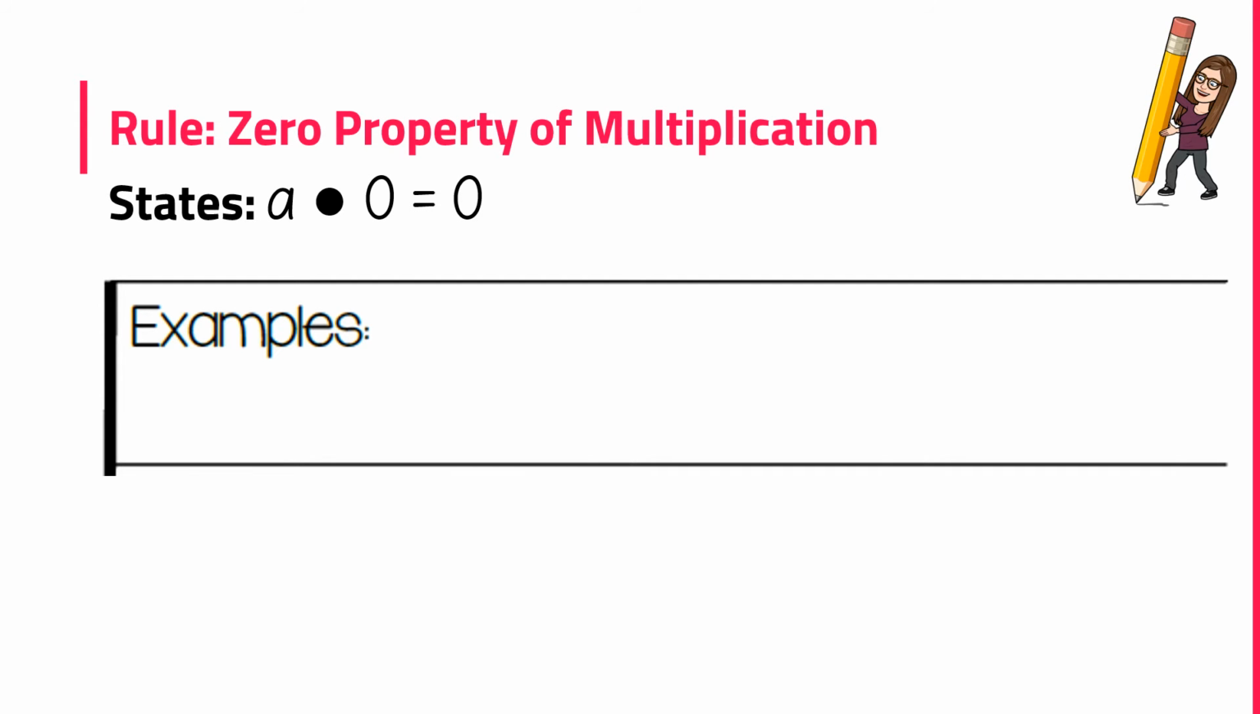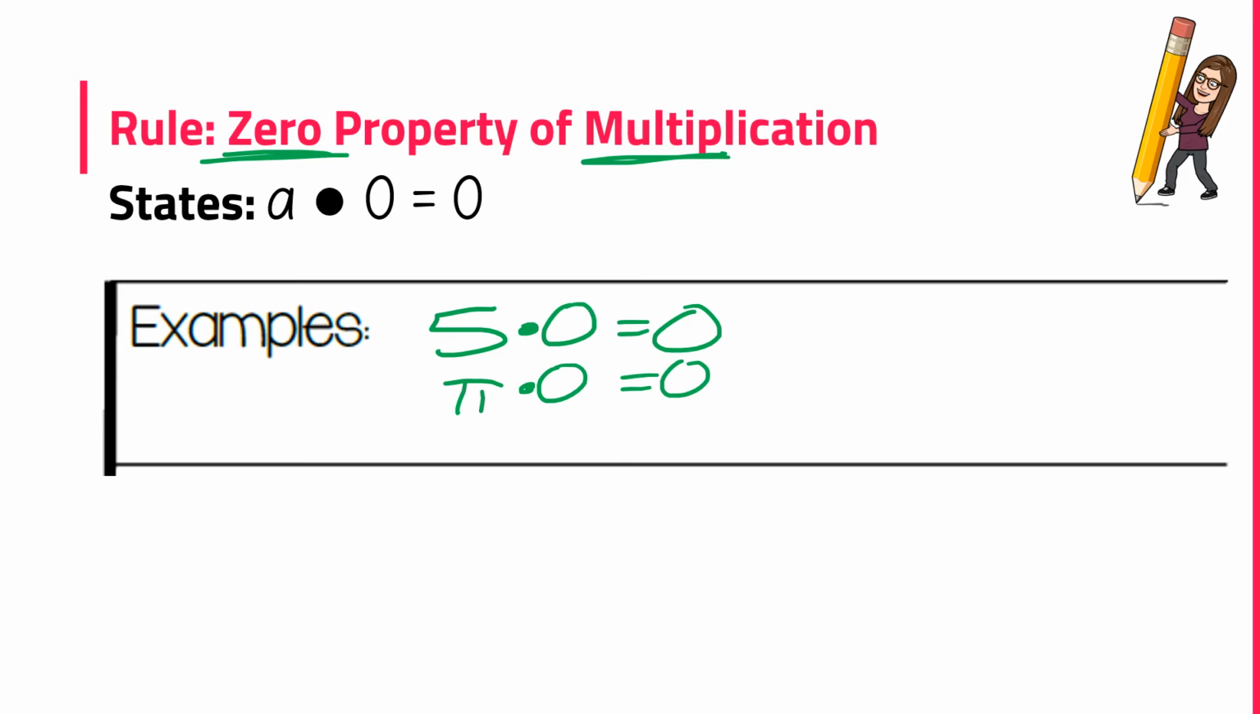Zero property of multiplication. So this is saying what happens when I multiply by 0. A times 0 is 0. Anything in the world times 0 is 0. So 5 times 0, still 0. Pi times 0, still 0. Triangle times 0, still 0. Now I know you guys know that calculation. We're just tying the official property name to it. Zero property of multiplication. Multiply by 0.